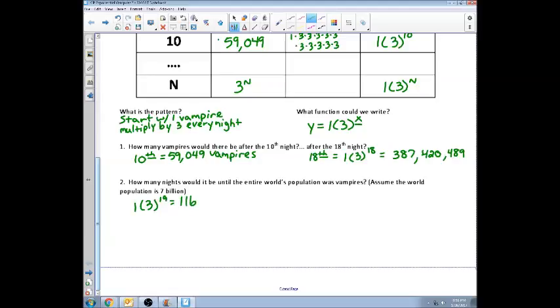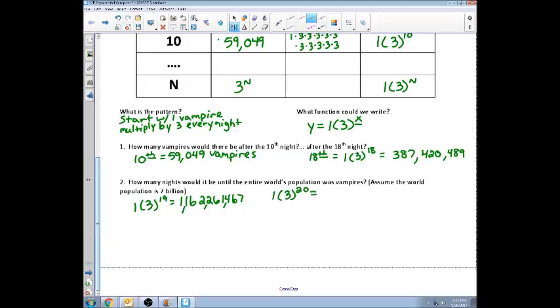That would get me 1,162,261,467. So I've jumped from only right around 400 million vampires to over 1 billion in one more night. That didn't quite get us to 7 billion, so let's try night 20.